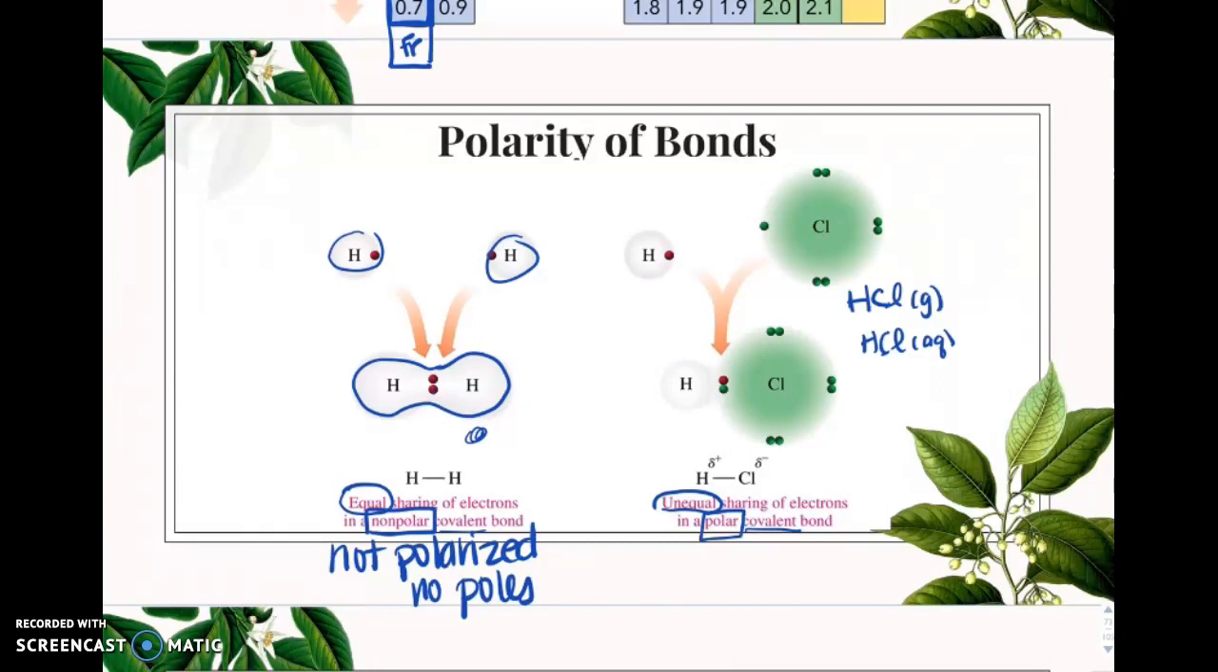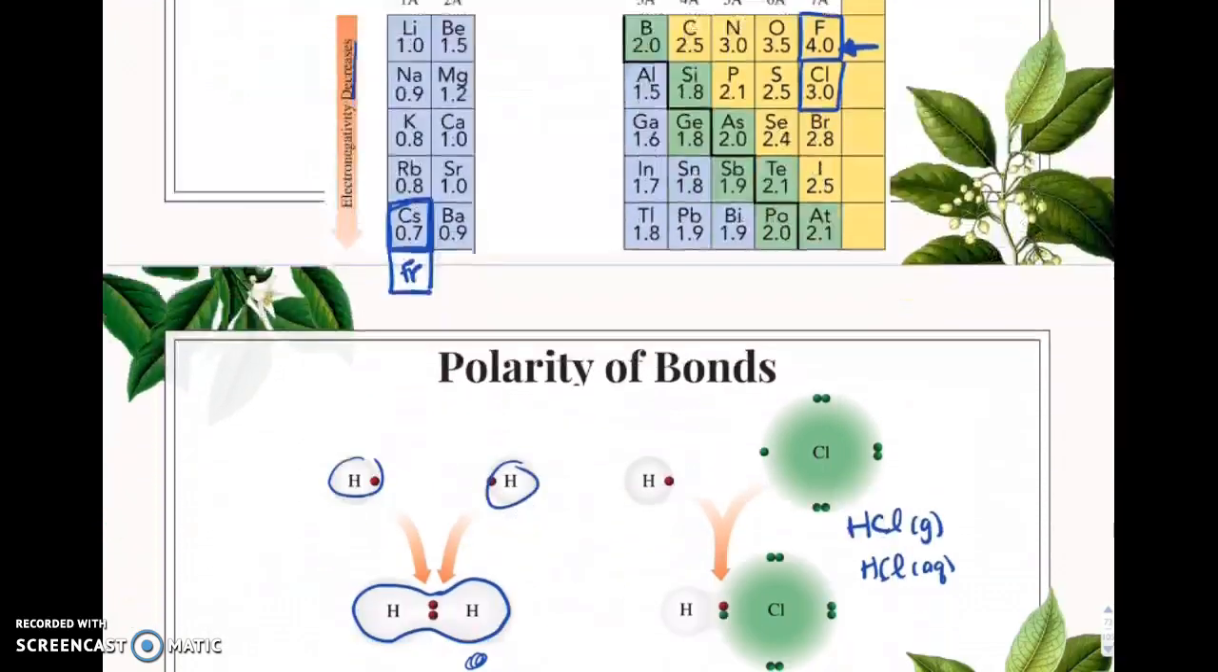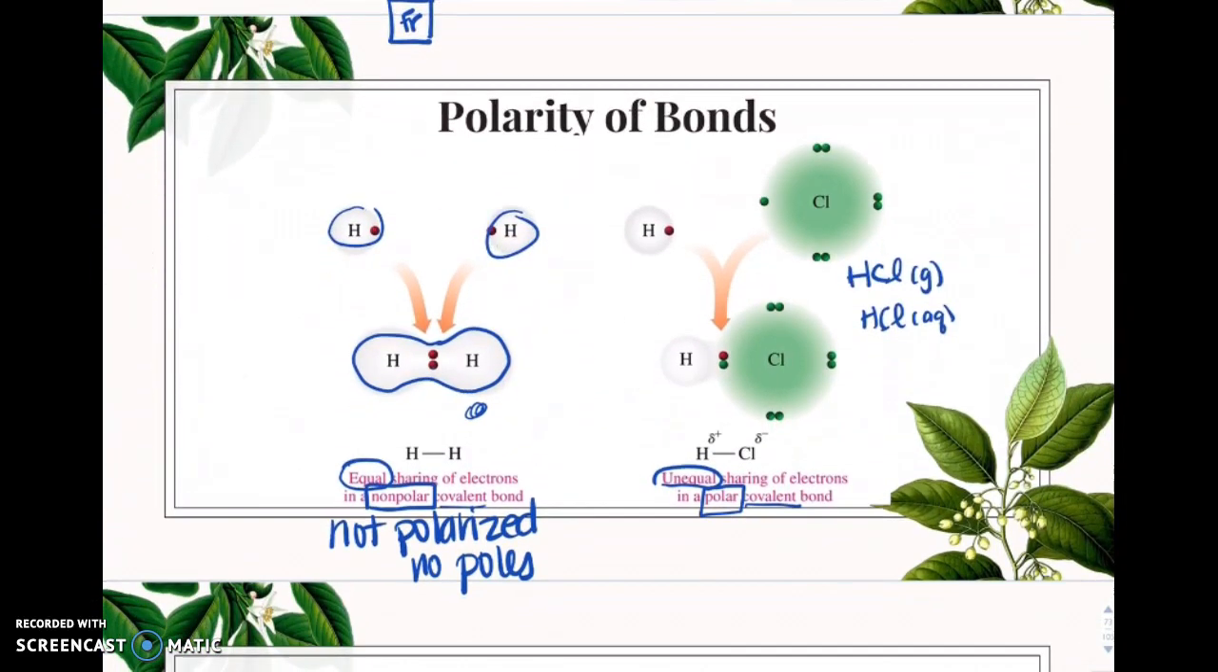So hydrogen has a very low electronegativity, well, a relatively low electronegativity of 2.1. Chlorine is 3.0, so it has a difference of 0.9. So that makes a polar bond. The chlorine is pulling the electrons more than the hydrogen is. So the chlorine is kind of hogging the electrons.